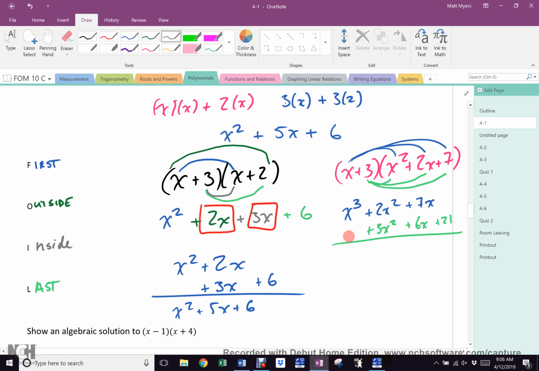What's x squared plus nothing? Or x cubed plus nothing? X cubed. What's 2x squareds plus 3x squareds? 5x squareds. What's 7 plus 6? I'll help you out there. What's 0 plus 21? 21. Everybody see? I like to stack them because it keeps them together.